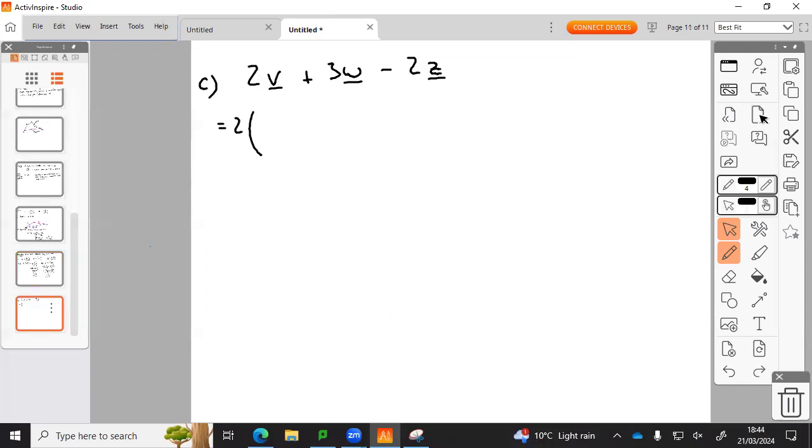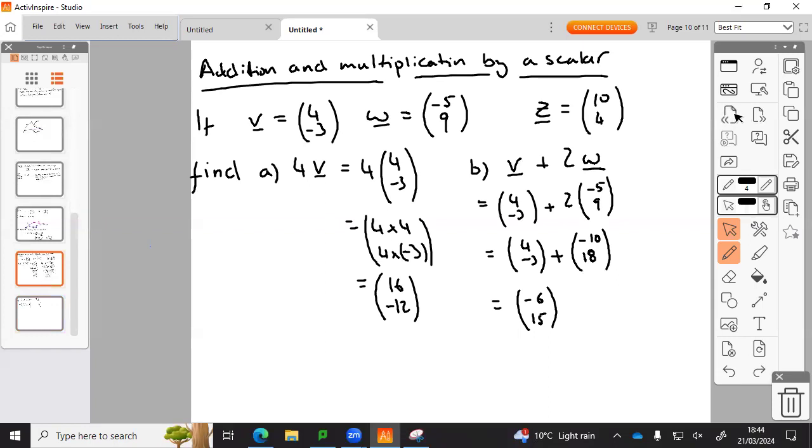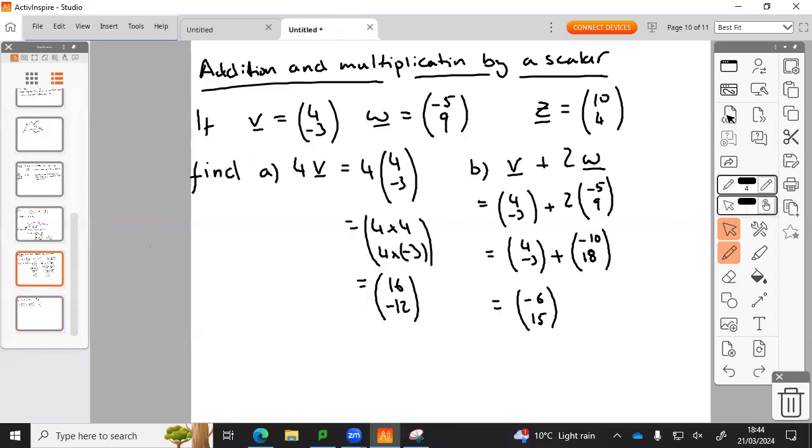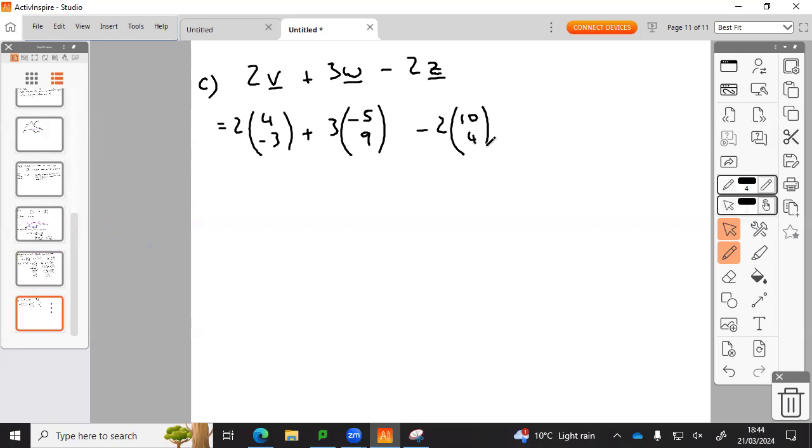Two times 4, -3, plus 3 times -5, 9. Just the same process. So 8, -6, plus -15, 27, minus 20.